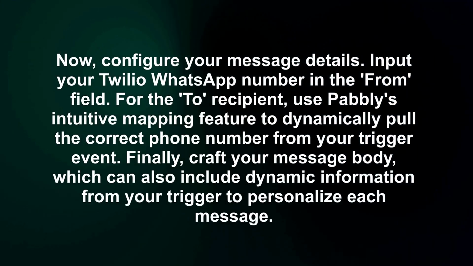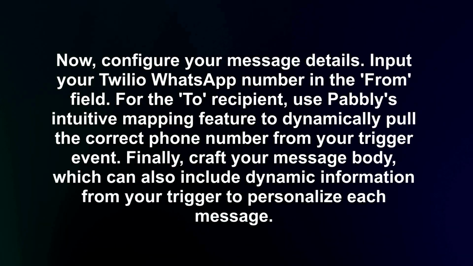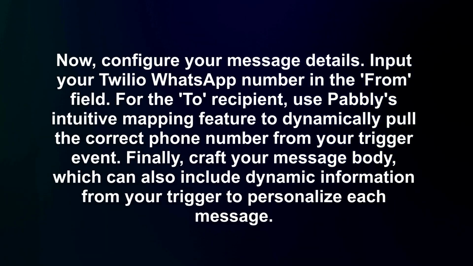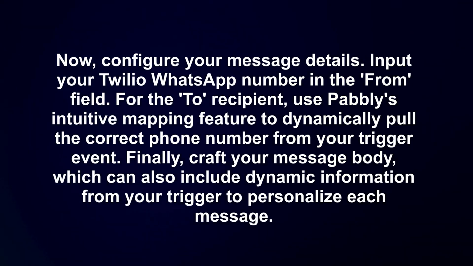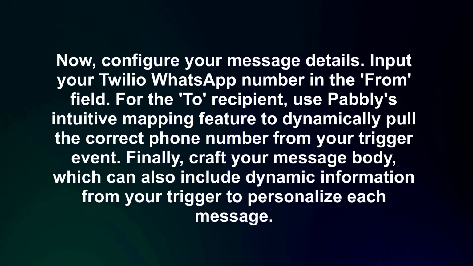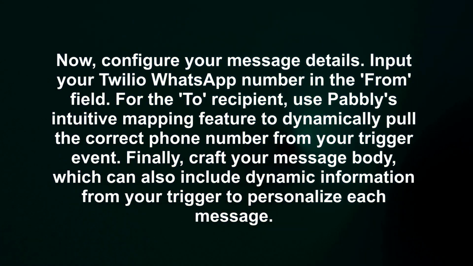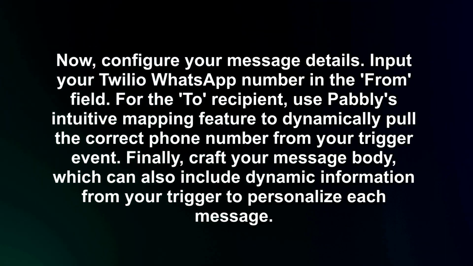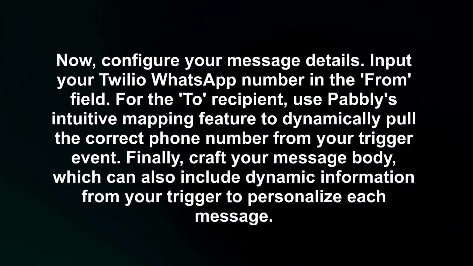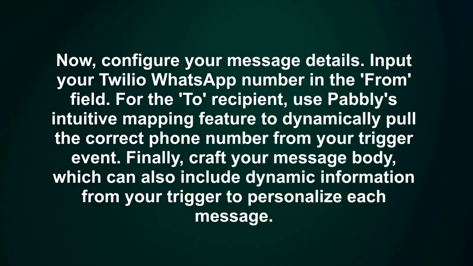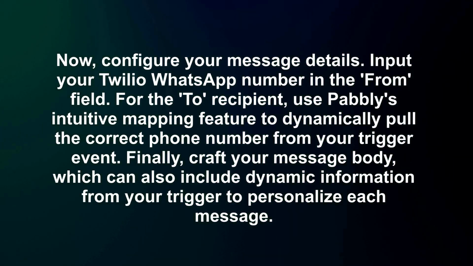Now, configure your message details. Input your Twilio WhatsApp number in the From field. For the To recipient, use Pabbly's intuitive mapping feature to dynamically pull the correct phone number from your trigger event. Finally, craft your message body, which can also include dynamic information from your trigger to personalize each message.